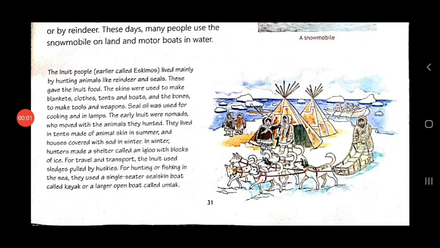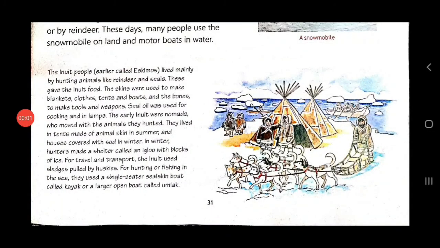The early Inuit were nomads who moved with animals they hunted. Okay, again they are talking about the early Inuit people. They were nomads. Nomads, I told you, wanderers. They used to move from one place to another in search of food, shelter, clothing.